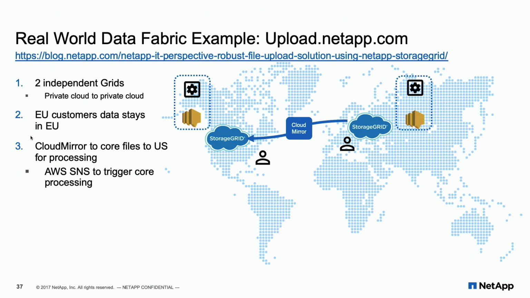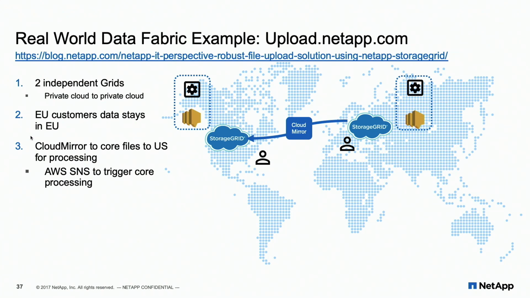So what this will do is you log on to upload.netapp.com, and it will say, are you from Europe? And if you are, it will send all of your data to our Amsterdam data center. There are certain files that have to stay in the EU. These are human-readable files. They will stay in the EU. The core processing files that can be sent back to the US, we use the Cloud Mirror feature to send back to StorageGRID in the US.